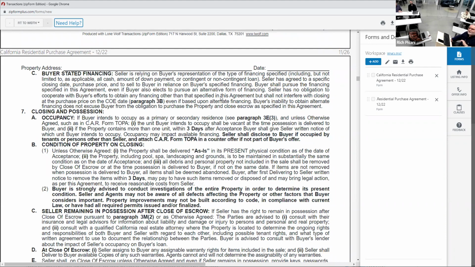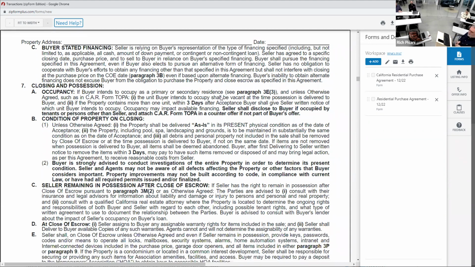Occupancy, that's pretty self-explanatory. Condition of property upon closing. So that's the final. Okay, there's a couple of things here. The property shall be delivered as is in present physical condition. As is. So this 7B1.